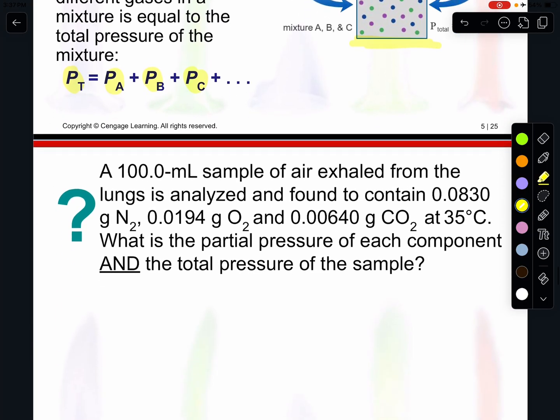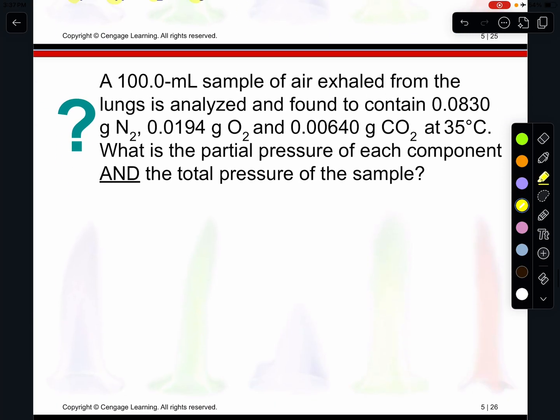All right, and we're going to go ahead and utilize this idea to do some calculations. So we have a 100 ml sample. Immediately when I see that I have a sample and it's giving me a volume, I'm going to go ahead and put a V so I can see if I need to use an equation that I'm already aware of. A 100 ml sample of air exhaled from the lungs is analyzed and found to contain all these amounts. So we have nitrogen, oxygen, carbon dioxide at a certain temperature in Celsius.